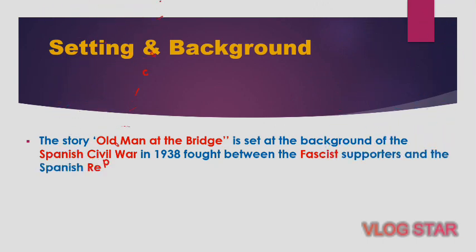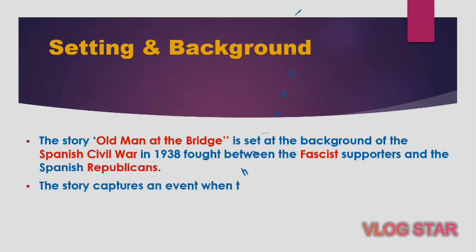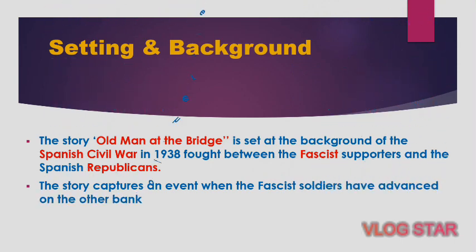The Spanish Civil War was fought between the supporters of fascism and the Spanish Republicans. The story captures a particular incident where the fascist soldiers had advanced on the other bank of the river Ebro, and the war is about to begin.